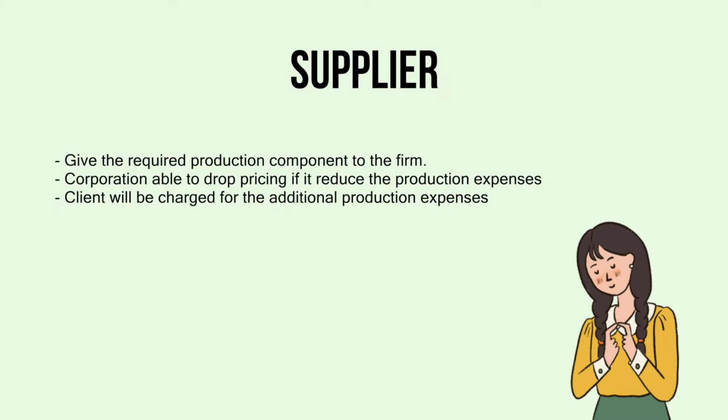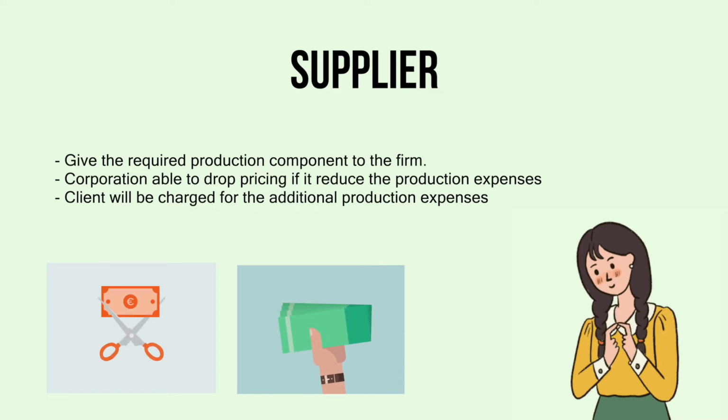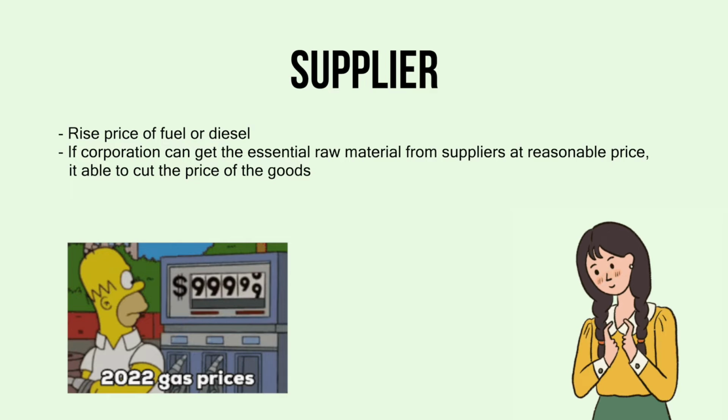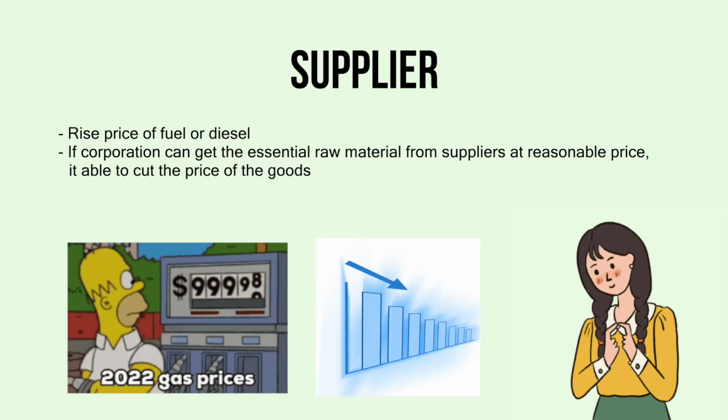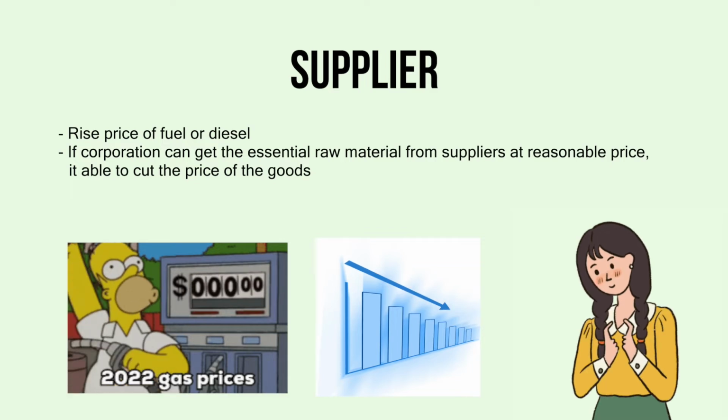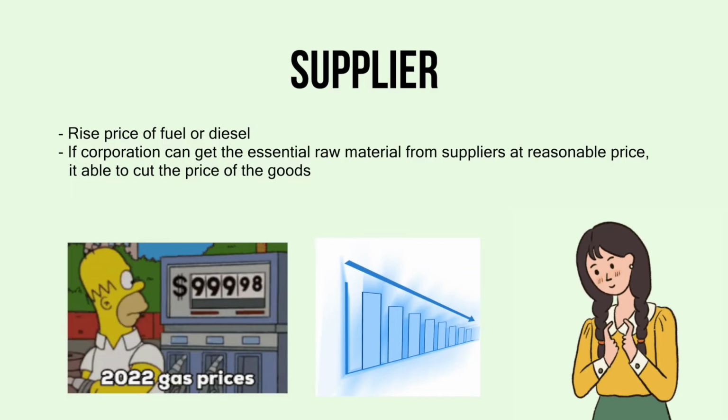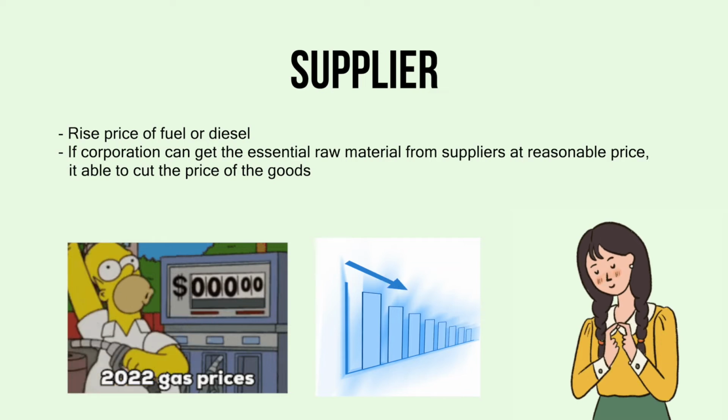Next, suppliers give the required production components to the firm. The corporation will be able to drop its pricing if it can reduce its production expenses. If this is not the case, clients will be charged for the additional production expenses. For example, a rise in the price of fuel or diesel. If a corporation can get the essential raw material from a supplier at a reasonable price, it may be able to cut the price of the goods.